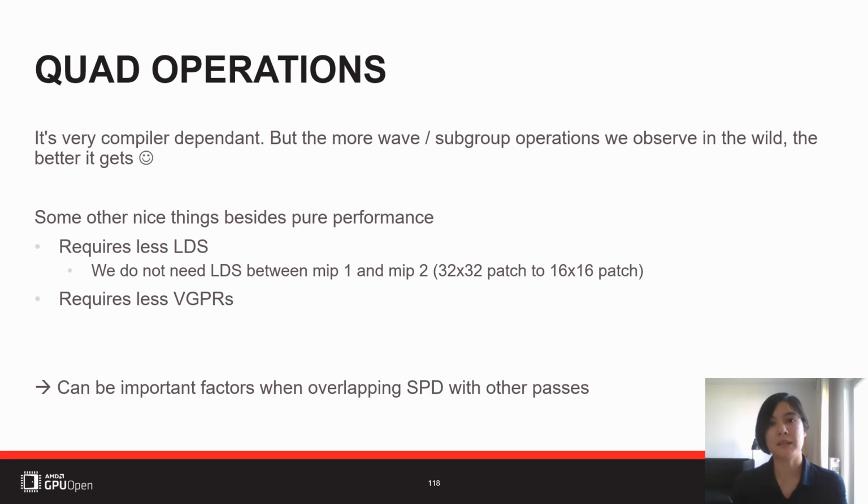Same is true for VGPRs. VGPRs are needed by every shader. And if you use more of them, then you have less available for other shaders which may want to run in parallel. So if you're overlapping this downsampler with other passes, it becomes very important to use as little local data share and as few VGPRs as possible to increase the efficiency of this overlap. And this can obviously also affect performance at the end if you look at the complete picture and not only at a single shader.